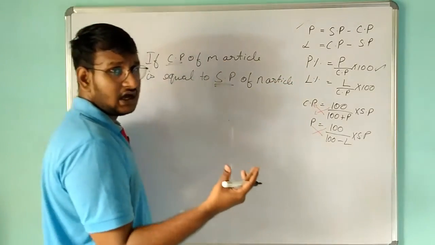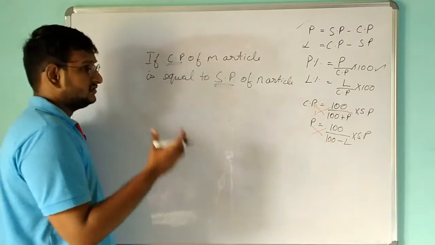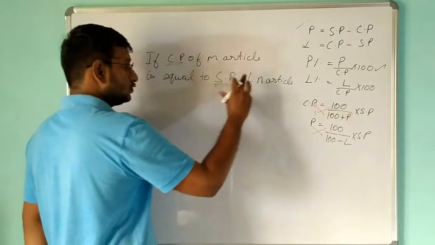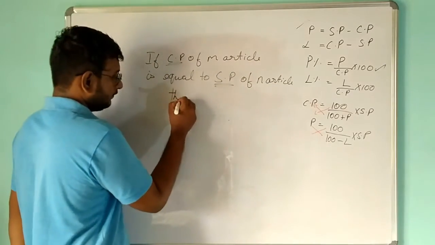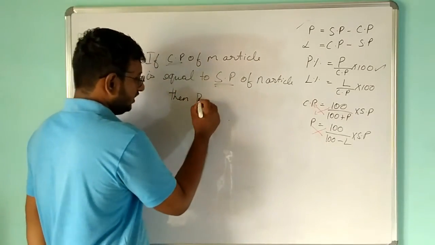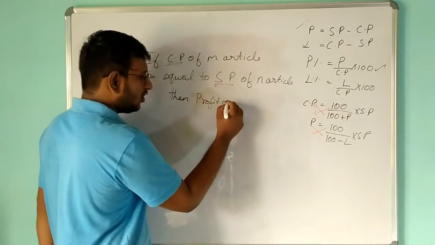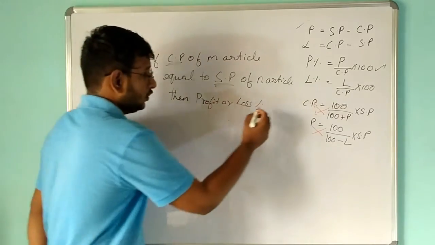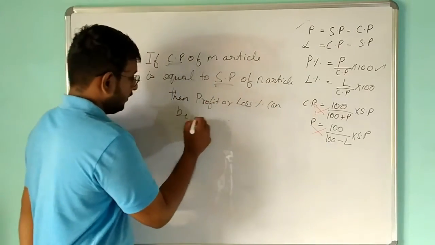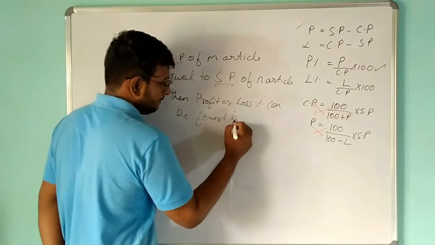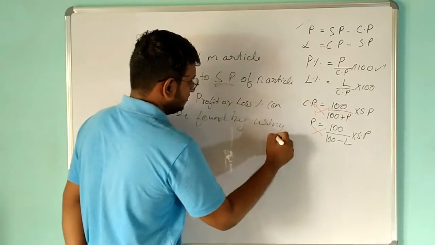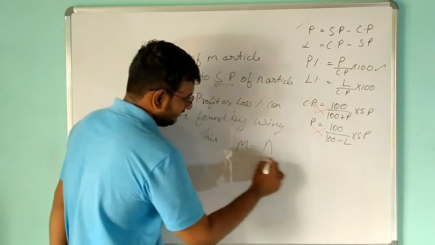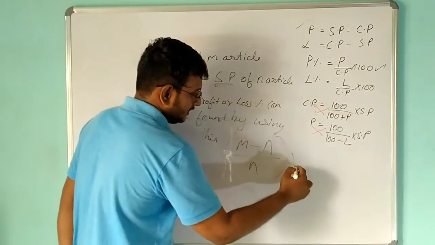So N pens, 10 pens or pencils, whatever it may be. Article in the sense the product, a pen, pencil, something like that. So N article, then profit or loss. It can be anything. Okay, profit or loss percentage can be found by using this formula. That is M minus N divided by N into 100.